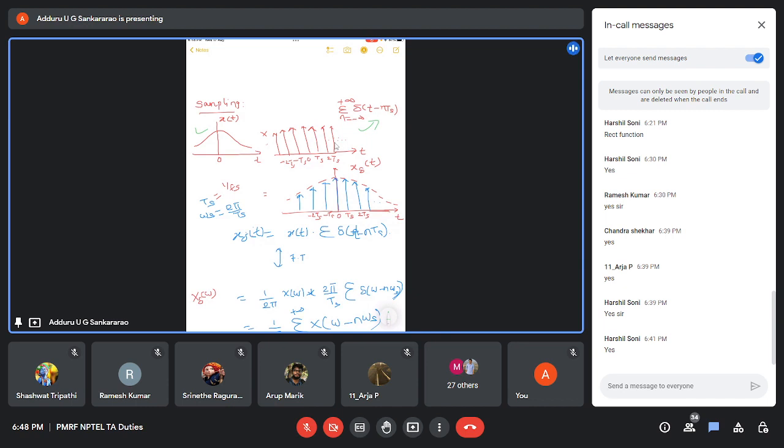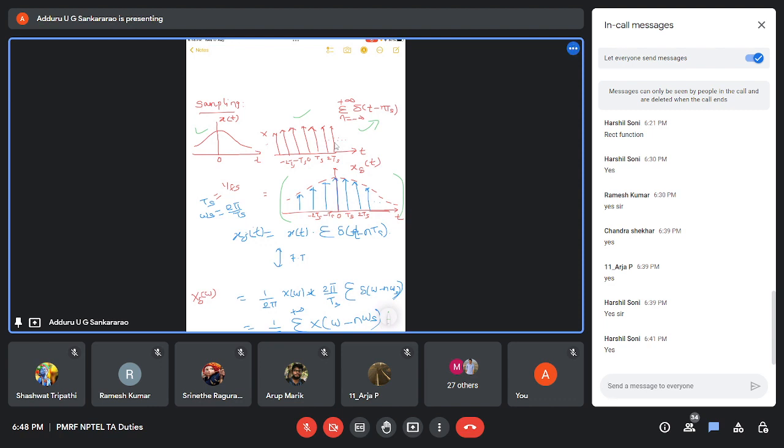When n equal to 0, at del of t it will have value. When n equal to 1, then del of t minus ts, at ts it is having value like that. So this is the impulse train. When x of t is multiplied with impulse train, then we will get the sampled version of the signal. This is the sampled version of the signal. That means at those particular time intervals we will just take the values, we will sample the values.